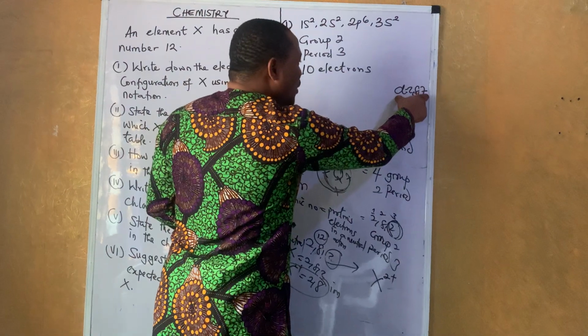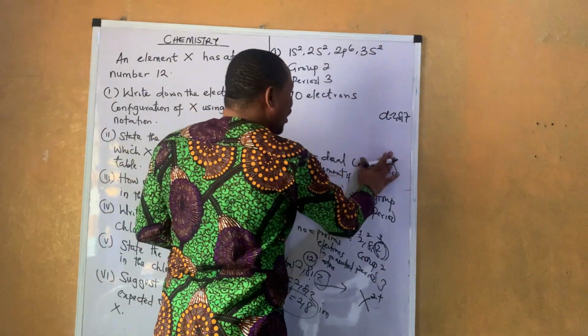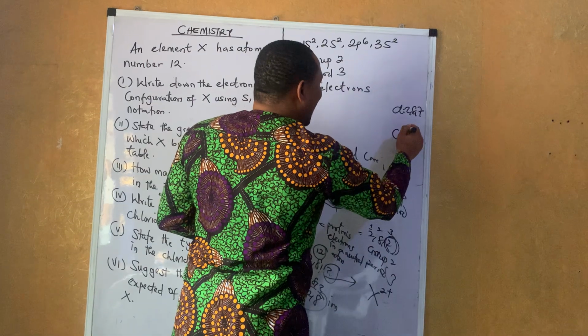So what happens? Chlorine will have the tendency to collect 1. So when chlorine collects 1, what will happen? Chlorine becomes Cl minus.